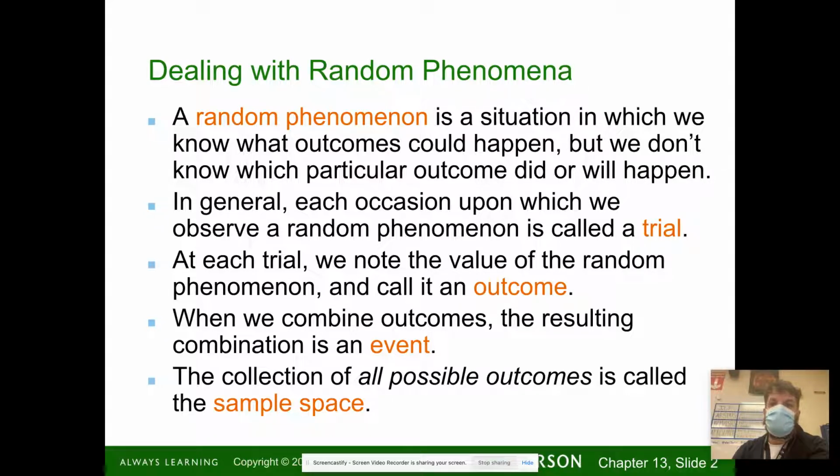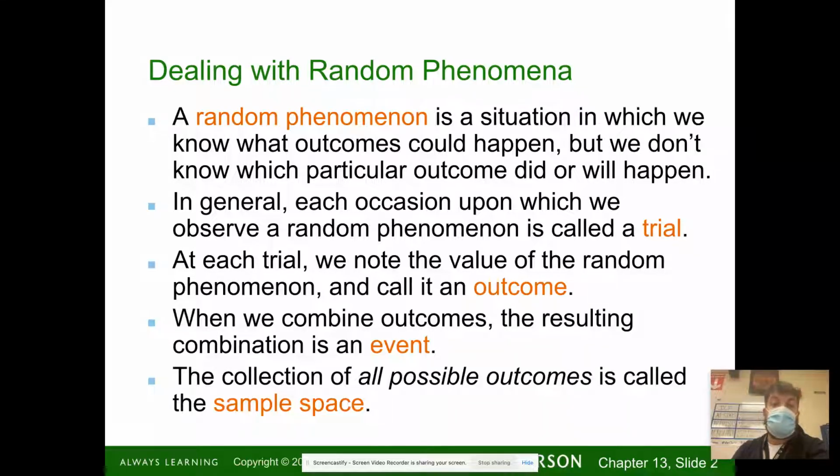A random phenomenon is a situation in which we know the outcomes could happen, but we don't know which particular outcome did or will happen. In general, each occasion upon which we observe a random phenomenon is called a trial. Mr. Adams is going to talk about trials a lot today. If I flip a coin, the first time I flip it, it's trial 1. The second time, trial 2, and so on. Each trial should note the value of the random phenomenon. That's called the outcome. Heads or tails is the outcome. Trial 1, outcome heads. Trial 2, outcome tails, or whatever it is.